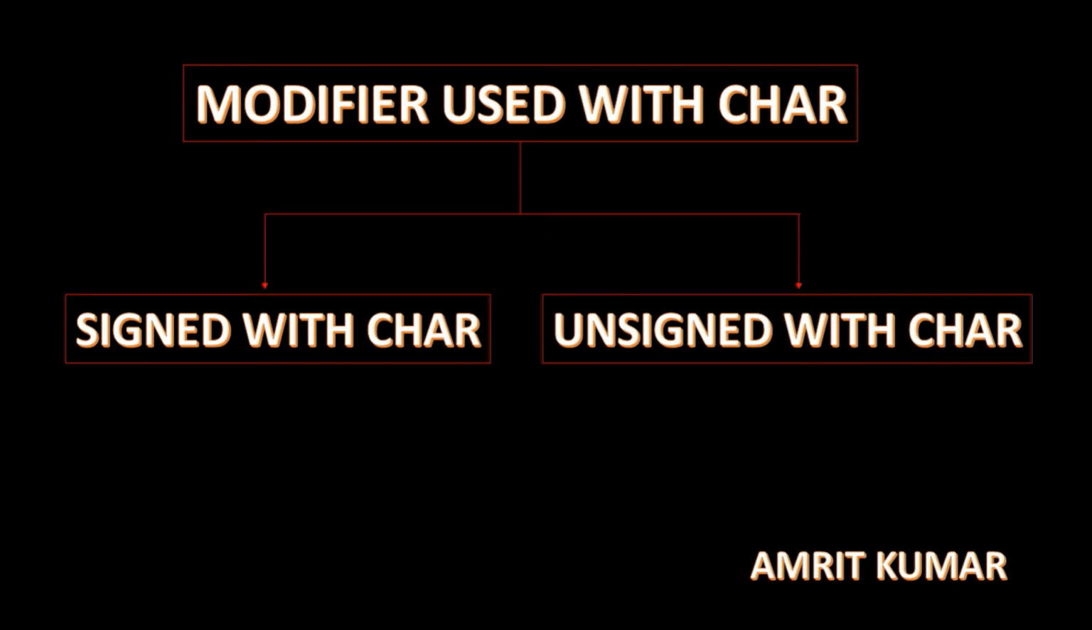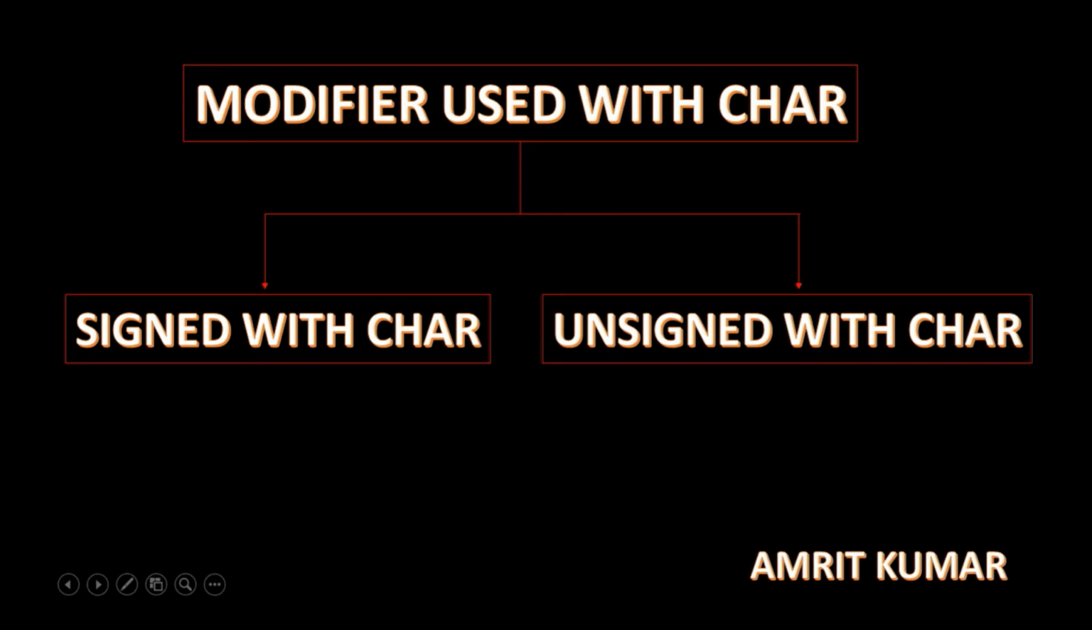Modifiers used with the character, that is the char data type, are classified into 2 sections, that is 2 parts. The first type is signed with char, and the second type is unsigned with char. So here you are seeing that modifiers used with the character data type are classified into 2 sectors: signed with char and unsigned with char. So let's look at signed with char and unsigned with char in this video.